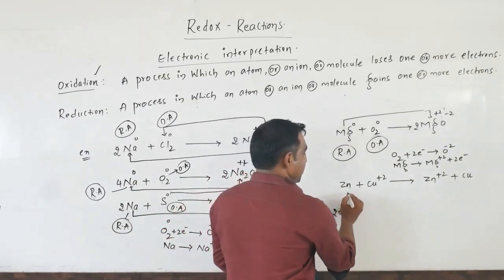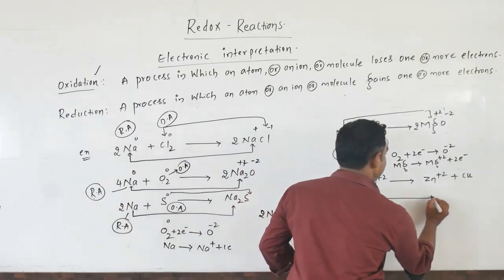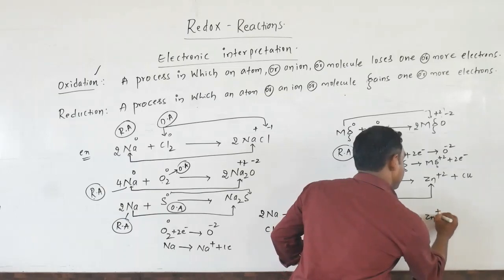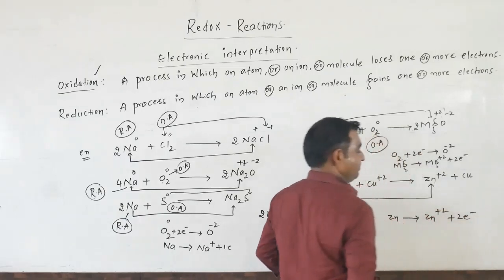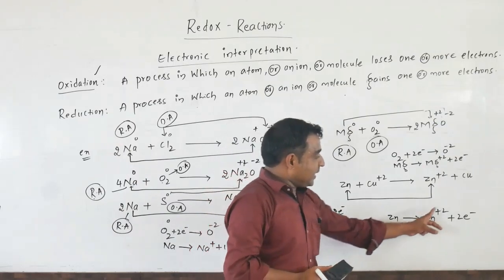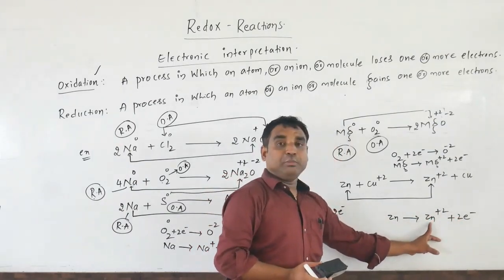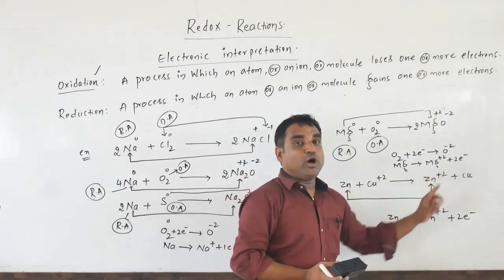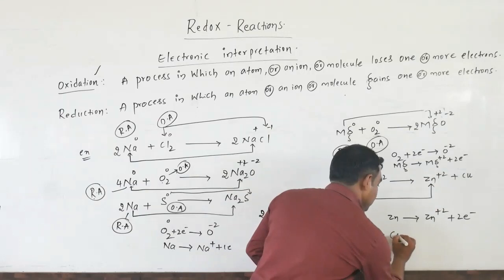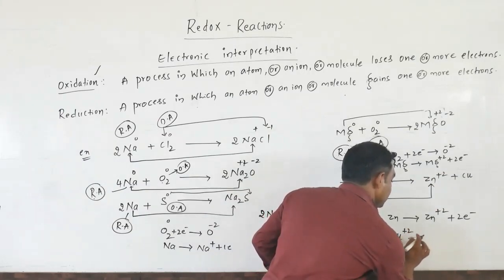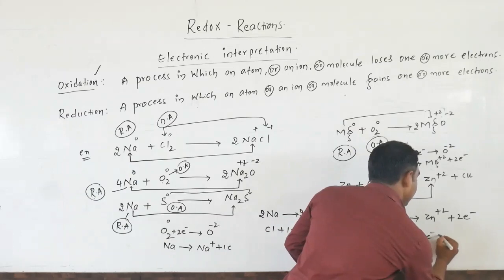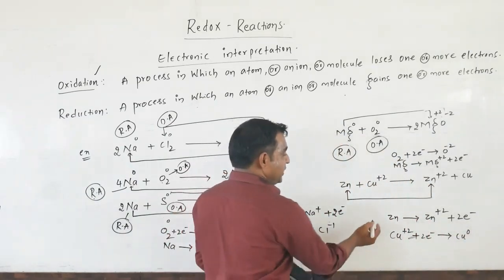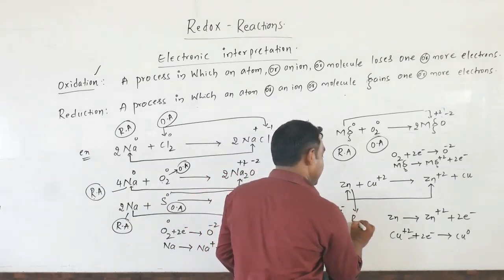Here, same: zinc is converted into zinc plus 2 by loss of 2 electrons. Zinc loses electrons to become zinc plus 2, which means zinc is oxidized. Copper plus 2 is converted into copper by gaining of 2 electrons. So zinc is oxidized, hence we call it a reducing agent.